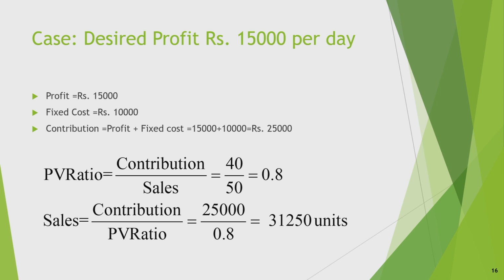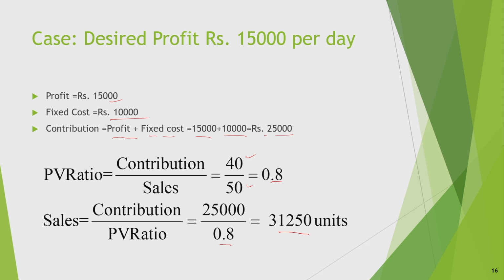Suppose desired profit is rupees 15,000 per day, fixed cost is 10,000 only, let us say. Contribution is equal to profit plus fixed cost, that means 15,000 plus 10,000 is rupees 25,000. And what was the PV ratio? Contribution by sales. In this case, contribution per unit was 40 and sale price is 50, so this is 0.8. So, sales will be contribution divided by PV ratio, that means 25,000 by 0.8, that means 31,250 units I should produce.